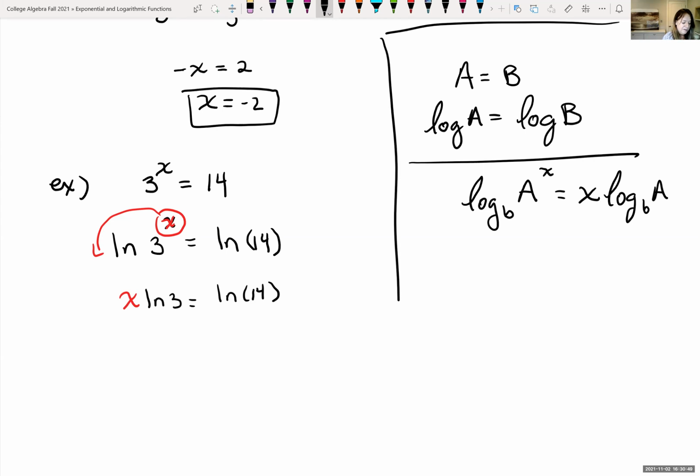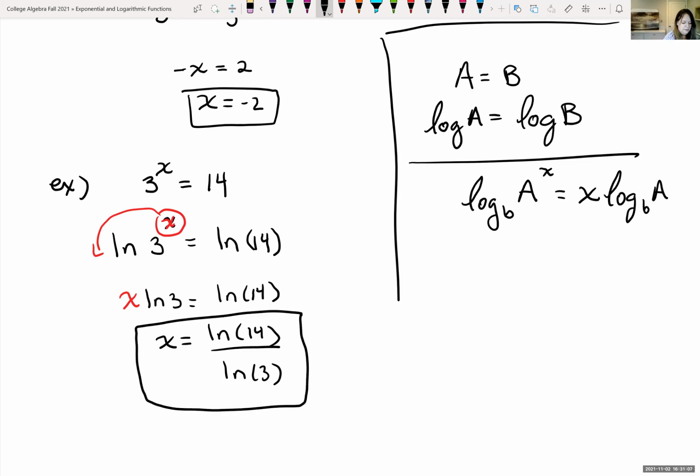So we can get x by itself by dividing both sides by the natural log of 3. So we have x equals the natural log of 14 divided by the natural log of 3. If they want it in exact form, this is how you're going to leave it. If they wanted it in decimal form, we could plug it into the calculator: natural log of 14 divided by the natural log of 3. This gives us approximately 2.4.